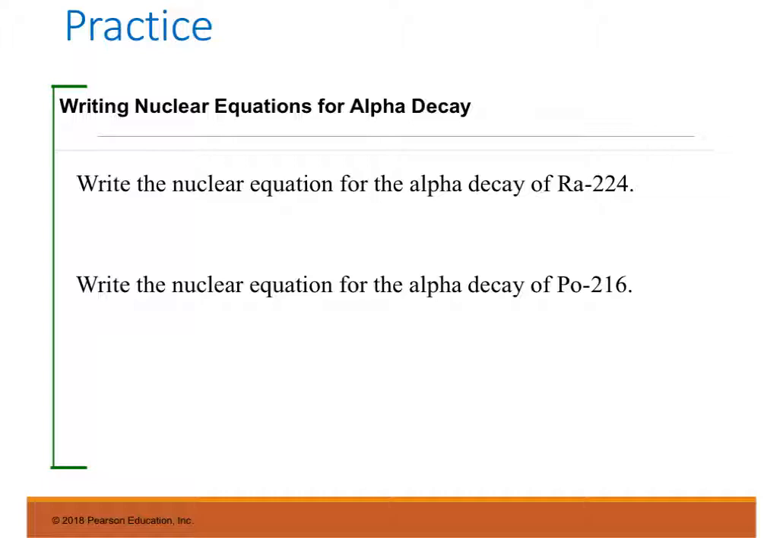Alrighty, hopefully you tried to work this out on your own. So the parent nuclide is radium-224. The mass number goes in the upper left. Then you have to look at the periodic table and see the atomic number for radium. Whoopsie, I should have looked ahead of time. Let's see, what is it? It's 88.